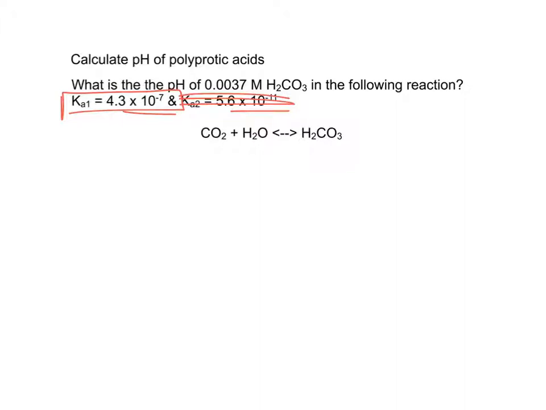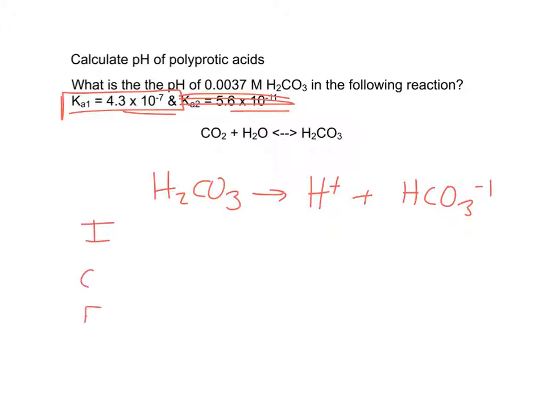So we'll still have to do an ice table, and we'll still have to do some quadratic solving, but it's not more than that. Similar to the last practice problem I just showed you. So let's set up the ice table. H2CO3 dissociates into H+ and its conjugate base, which is HCO3 minus 1.